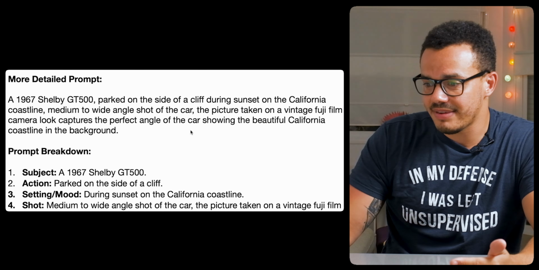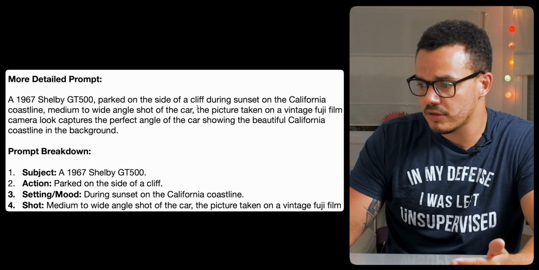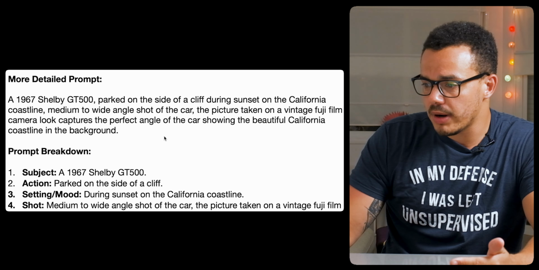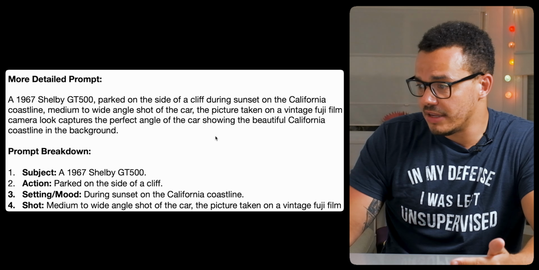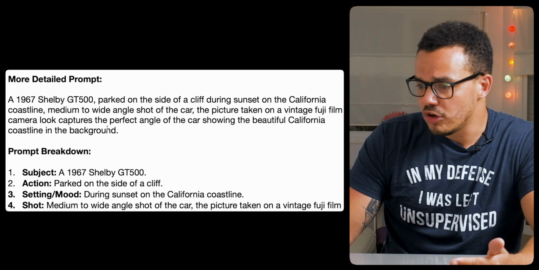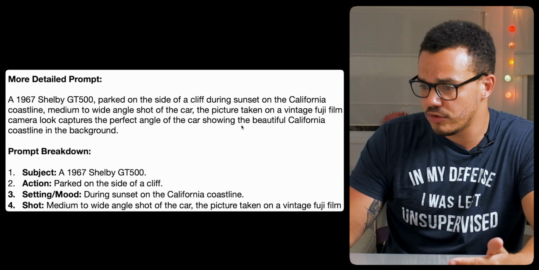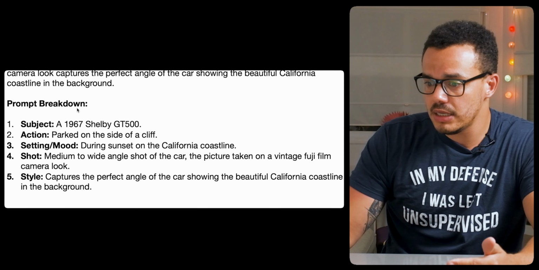A 1967 Shelby GT500 parked on the side of a cliff during sunset on the Californian coastline. Medium to wide angle shot of the car, the picture taken on a vintage Fujifilm camera. Look captures the perfect angle of the car, showing the beautiful California coastline in the background. Now, just quickly, here's the prompt breakdown.